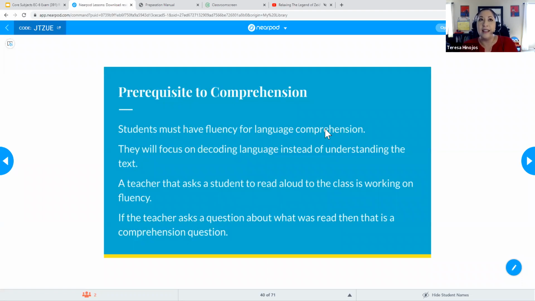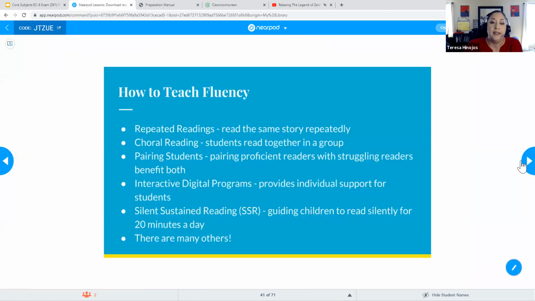When you are asking a student a question about something that they just read, then that's testing comprehension. So we have to make sure that we are testing for the right thing. Okay. And again, stop me if I'm going too fast.